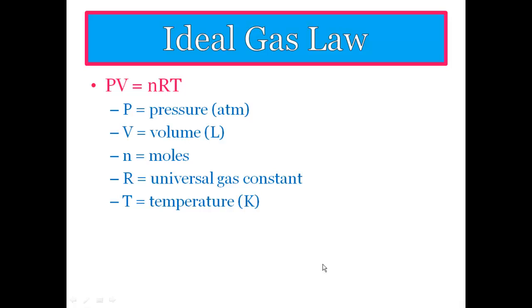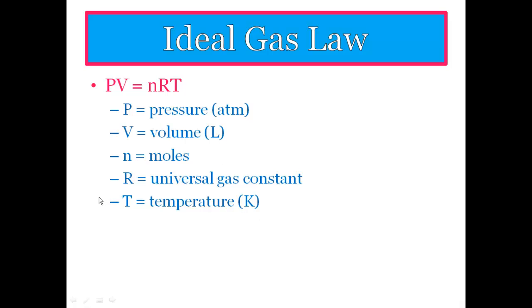But pressure is P and it's in ATMs. The big thing is that everything has to be in specific units. Pressure has to be in ATMs, volume has to be in liters, and moles is moles. T, temperature, in Kelvin. But now we have this R thing too. R is the universal gas constant, and we'll talk about R in a different slide.